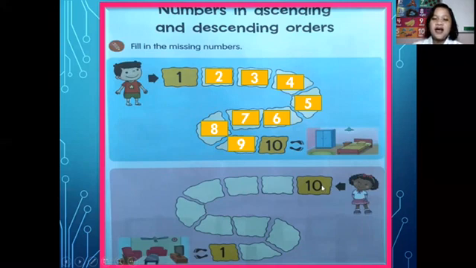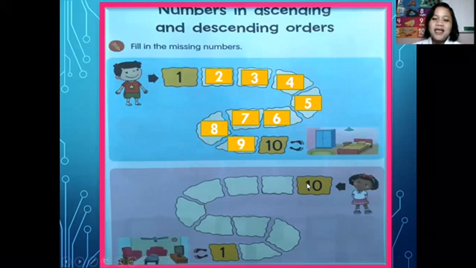So the girl starts with number 10 to number 1. So that is descending order. So you are going to fill in the missing numbers by writing the numbers on your paper. Okay, so you will write down your answers on a piece of recycled paper. Do you understand? All right. Okay, are you done?